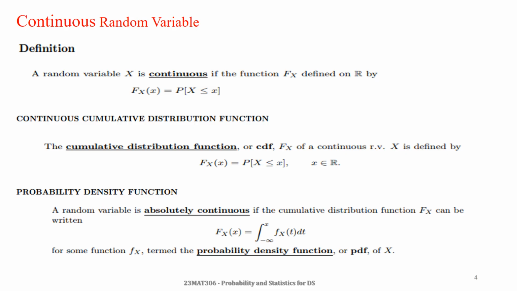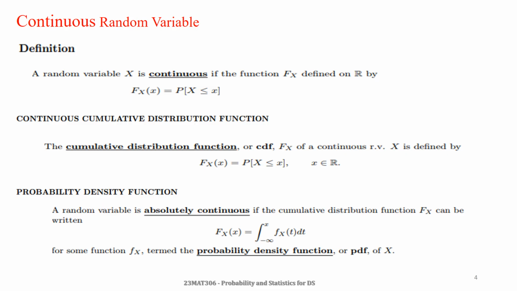So, a random variable X is continuous if the function F_X defined on R is given by F_X(x) = P(X ≤ x), the cumulative distribution function of X. When F_X of a continuous random variable X is defined as F_X(x) = P(X ≤ x), whenever x belongs to the real numbers.